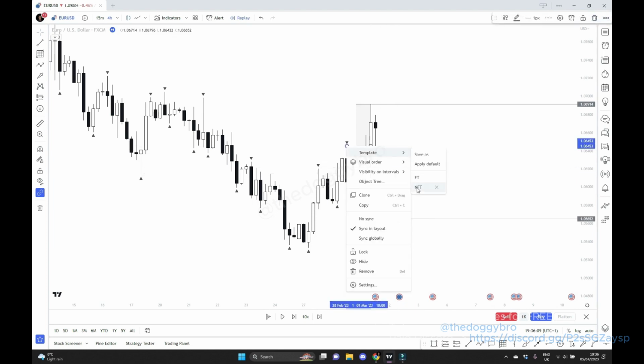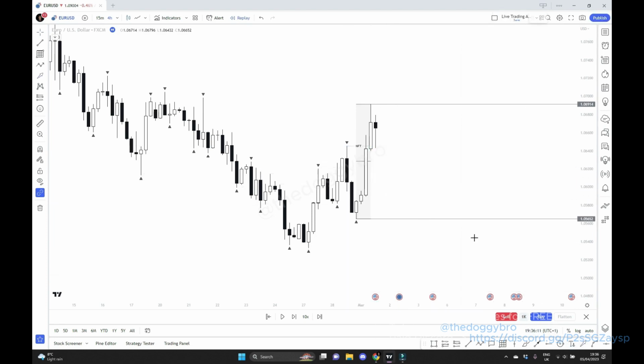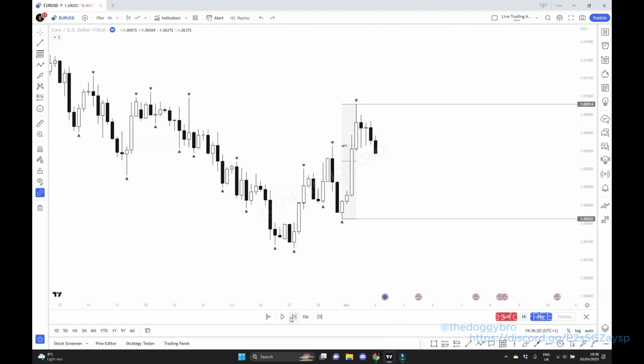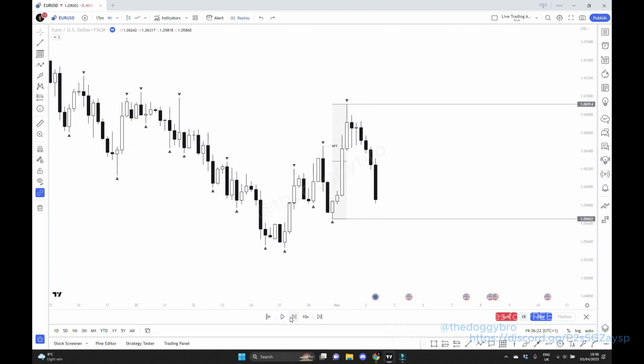We can assume now that there is no follow through once more, and we can look to sell in premium. So our directional bias is bearish. Playing forwards, we do get lower prices at that point.